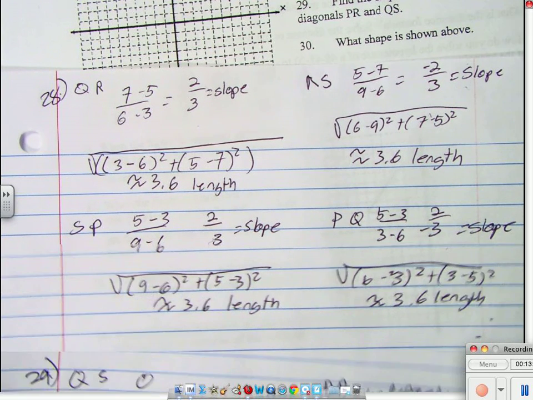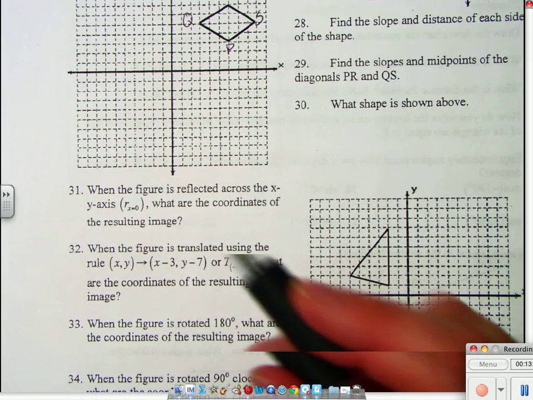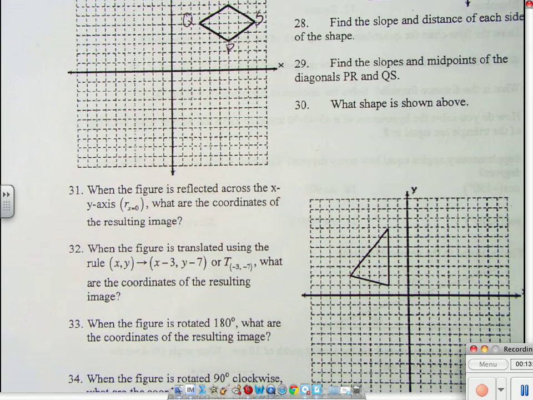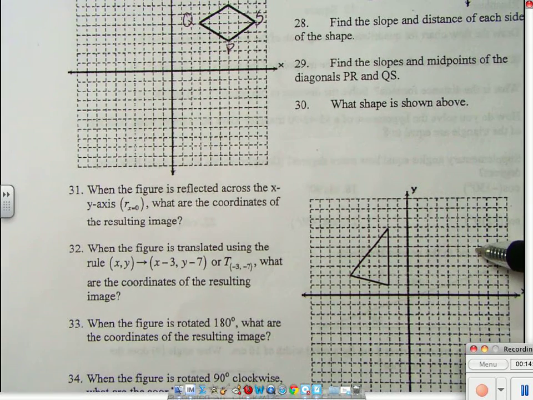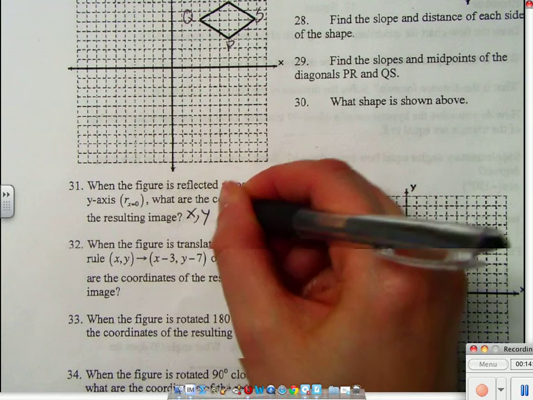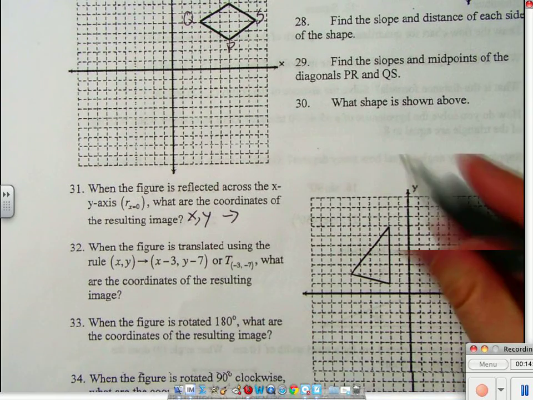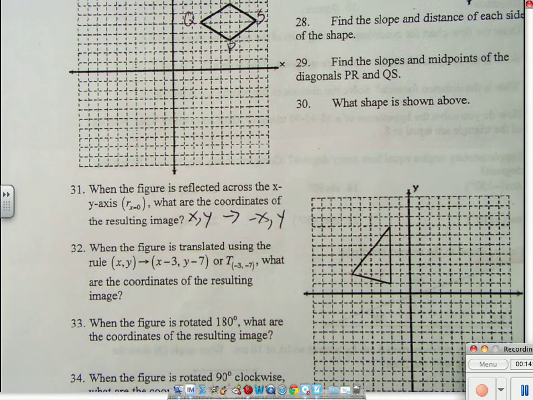Okay, 31. When the figure is reflected across the y-axis, what are the coordinates of the resulting image? Okay, it goes from x comma y to, when I reflect it over here, negative x, y. The y stays the same, the x changes.